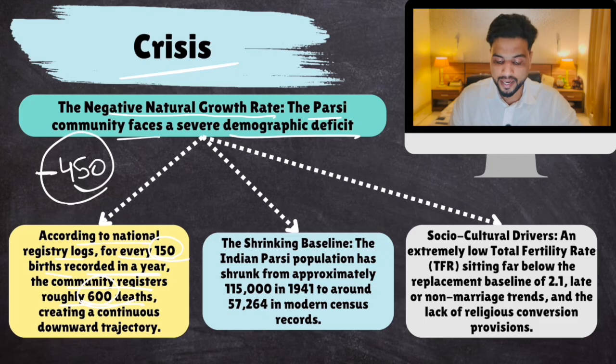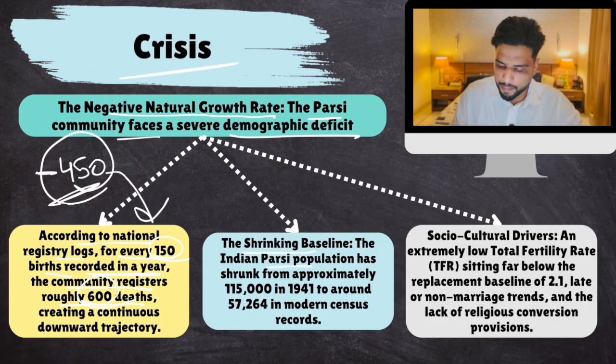And mind you, this is the birth rate per 1,000 population. So the population is definitely declining. There is a severe deficit. The Indian Parsi population has shrunk from approximately 1,15,000 in 1941 to 57,000. It has halved.